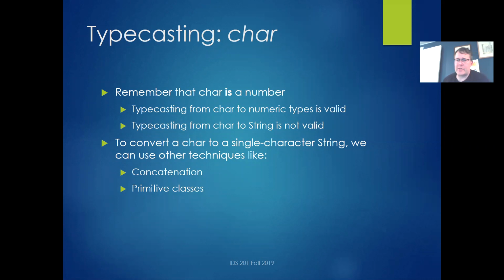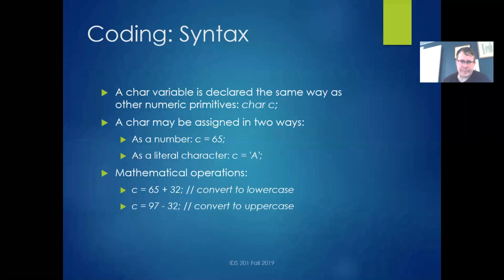And there are primitive classes. We'll talk more about those too. There are various ways that you can automatically convert characters or other numeric variables to strings and vice versa. Okay, so syntax: a char variable is declared the same way as other numeric primitives, so just char c. Then the IDE will know that c is a variable of type char. You can assign it in two ways. You can assign it either as a number or other expression, or you can assign it as a literal character.